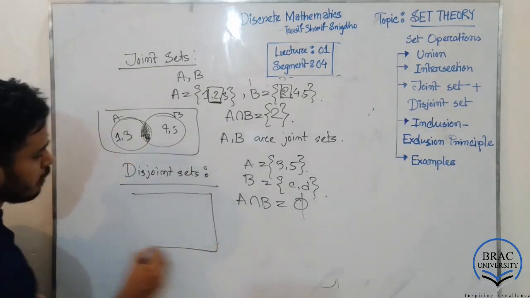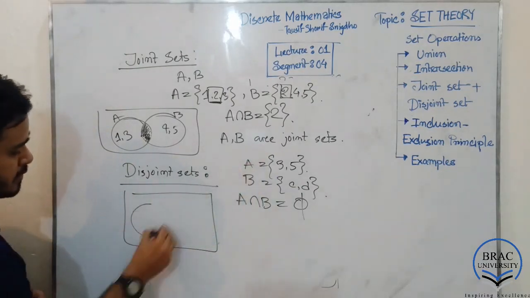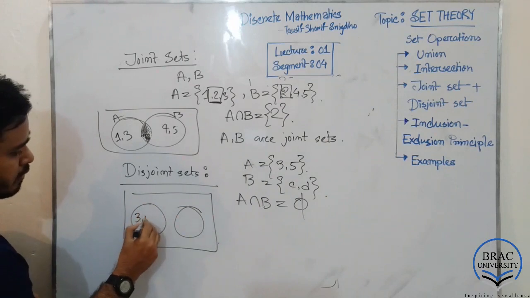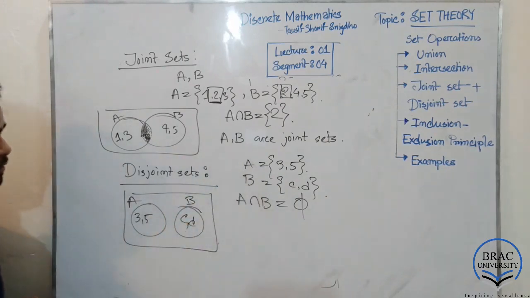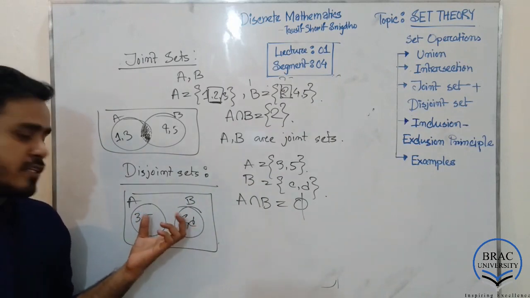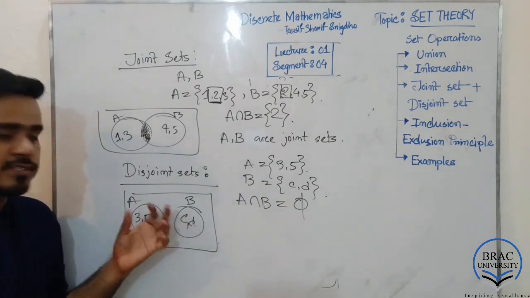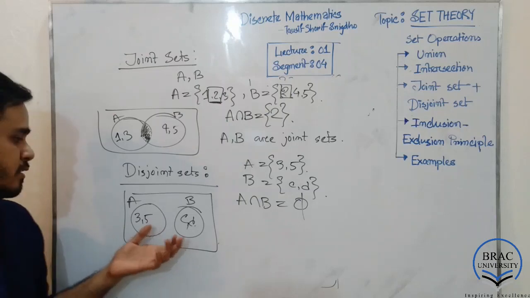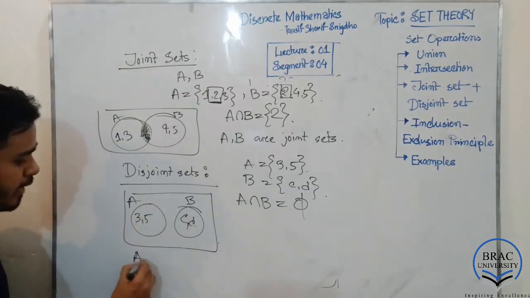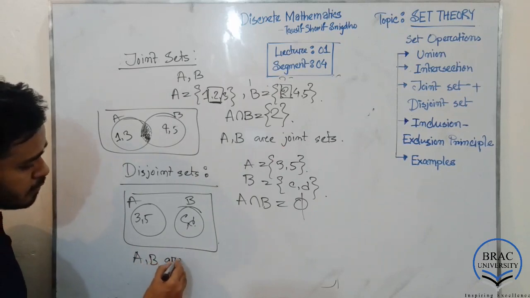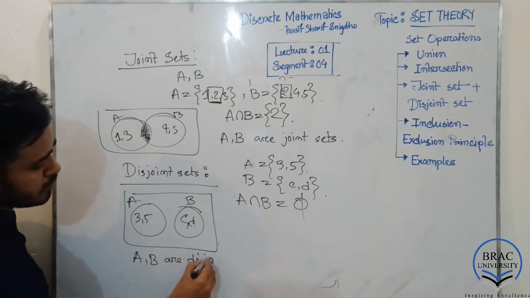So if we draw a Venn diagram here, this is A and this is B. In A there are 3 and 5, and in B there are C, D. So have the circles intersected? No. Since they haven't intersected, that means they do not have any common element. So it means that A and B are disjoint sets.